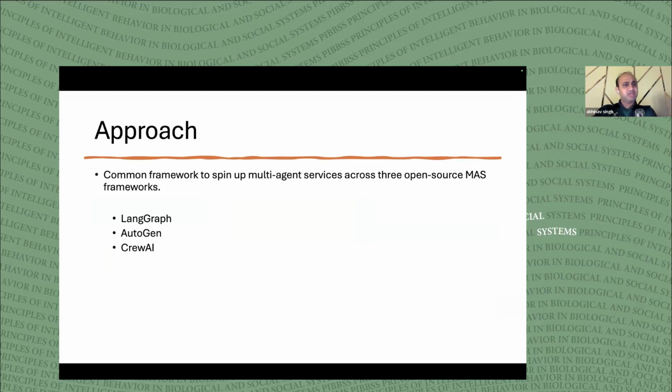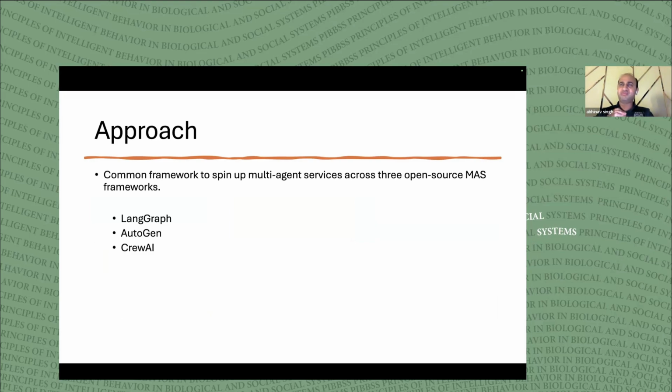So the approach that I've taken is to build up a common framework that spins up the multi-agent services across 3 open source MAS frameworks. The 3 most common multi-agent frameworks that I have tested this whole idea on are LangGraph, AutoGen, and CrewAI. As I mentioned before, the goal has been to make sure that I'm able to replicate the same set of multi-agents across these 3 multi-agent building frameworks.